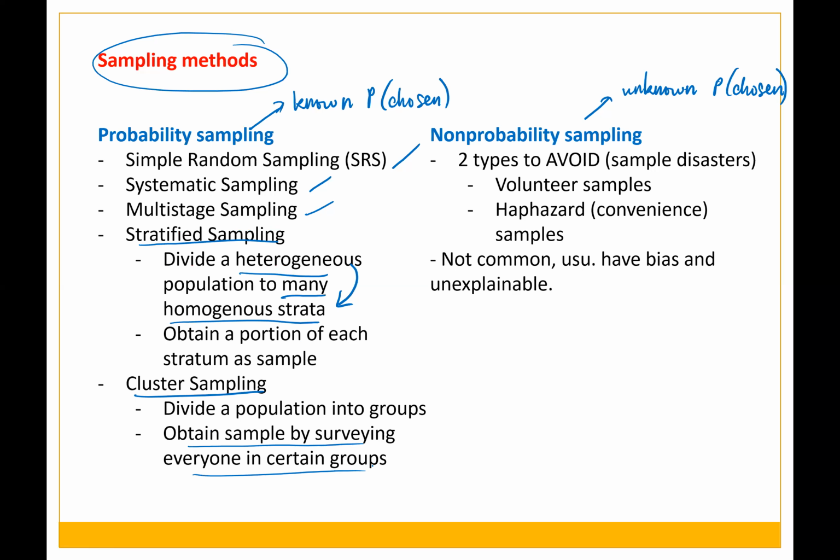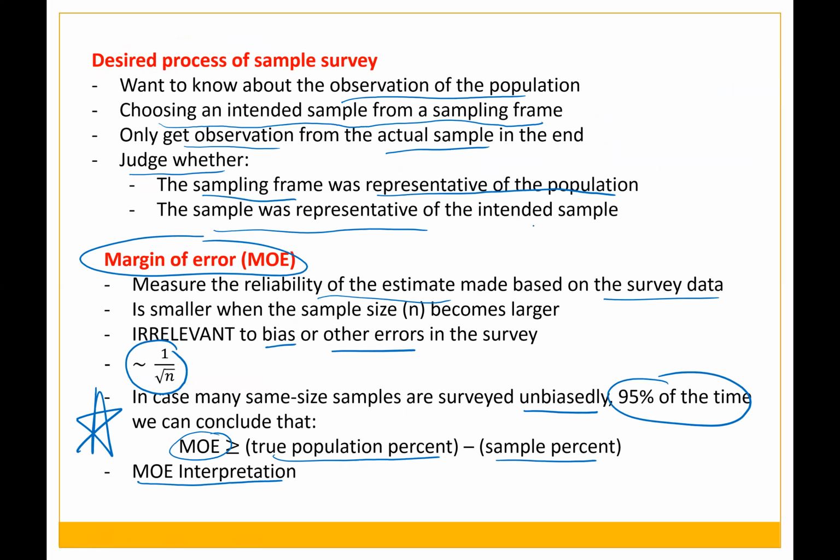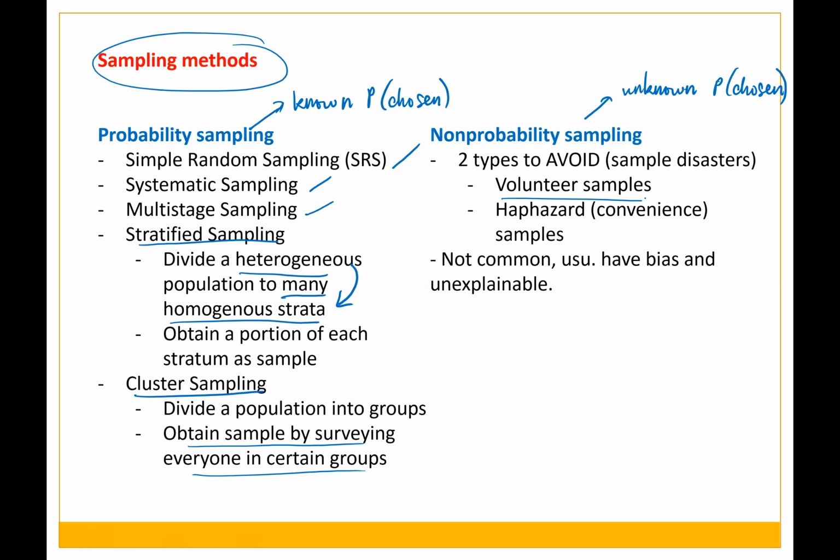Then we have non-probability sampling. This is where we legitimately just choose something arbitrarily and the probability is not even known. So there's not a specific type of sampling that we can call non-probability sampling. It just tells us about two types that we need to avoid, which are volunteer samples and haphazard samples. These should be avoided because they usually don't give us a representative sample for the population.